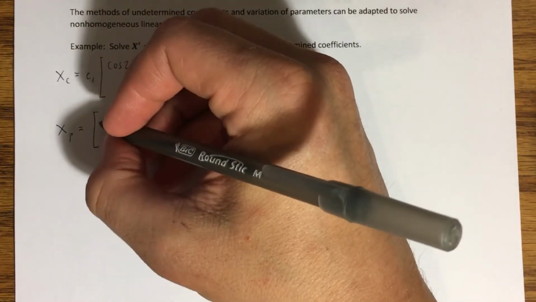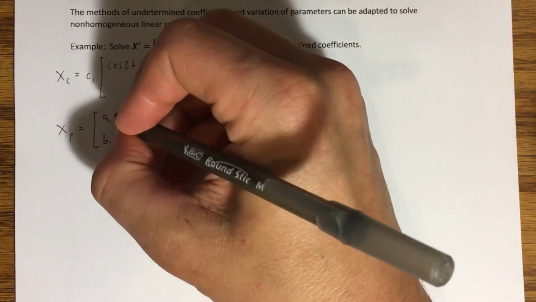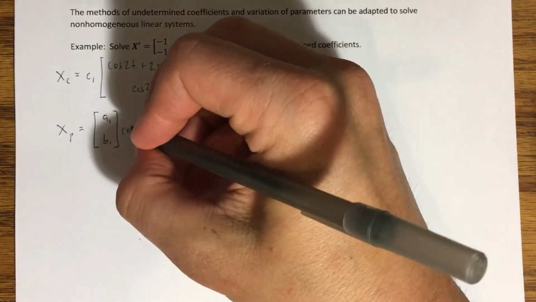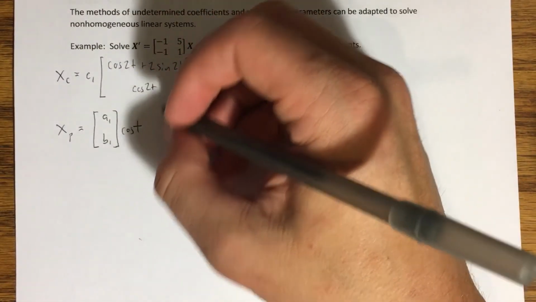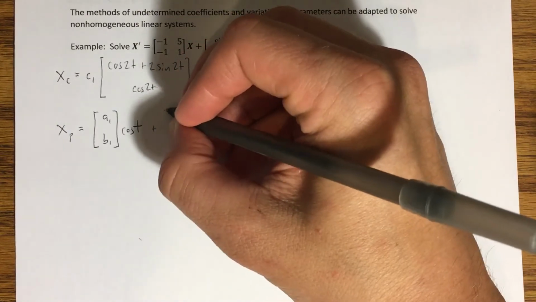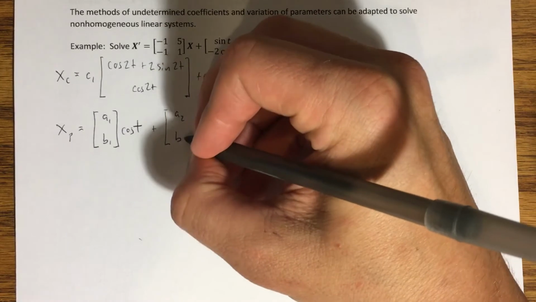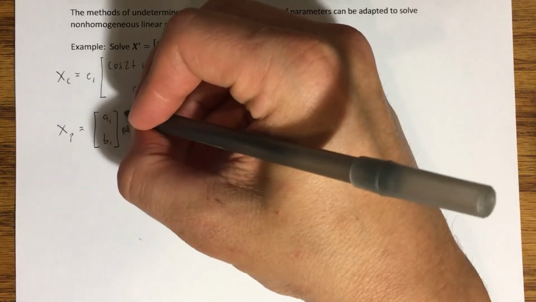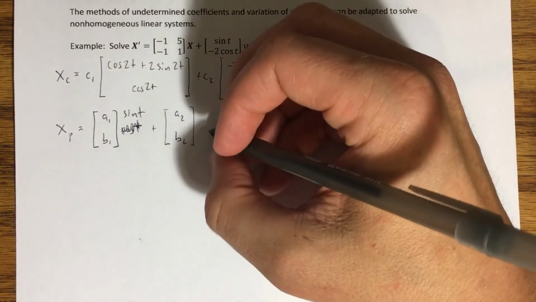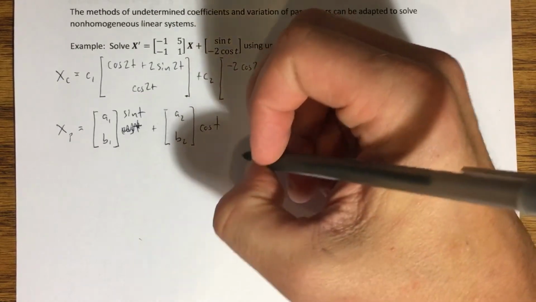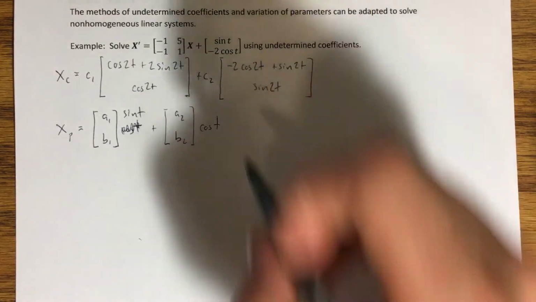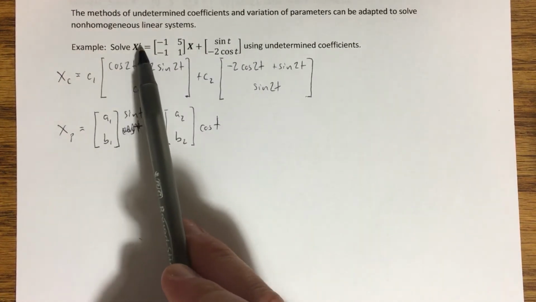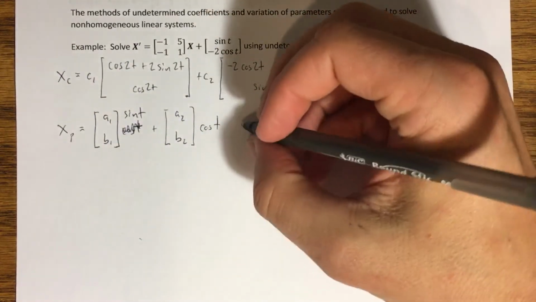I can write a1, b1 times cosine of t plus a2, b2. Sorry, I wanted this one to be a sine of t. Sine of t plus a2, b2 cosine of t. Okay? So in order to use this in my linear system, I also need the derivative xp prime so I can plug it into this side. And that's going to look like this.